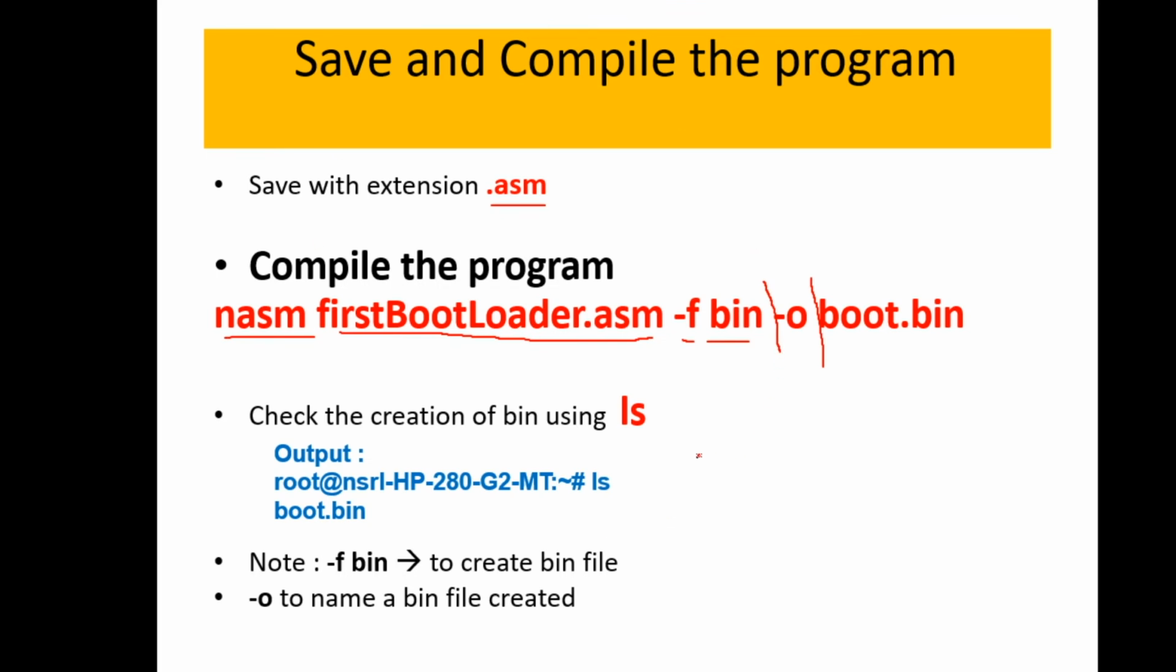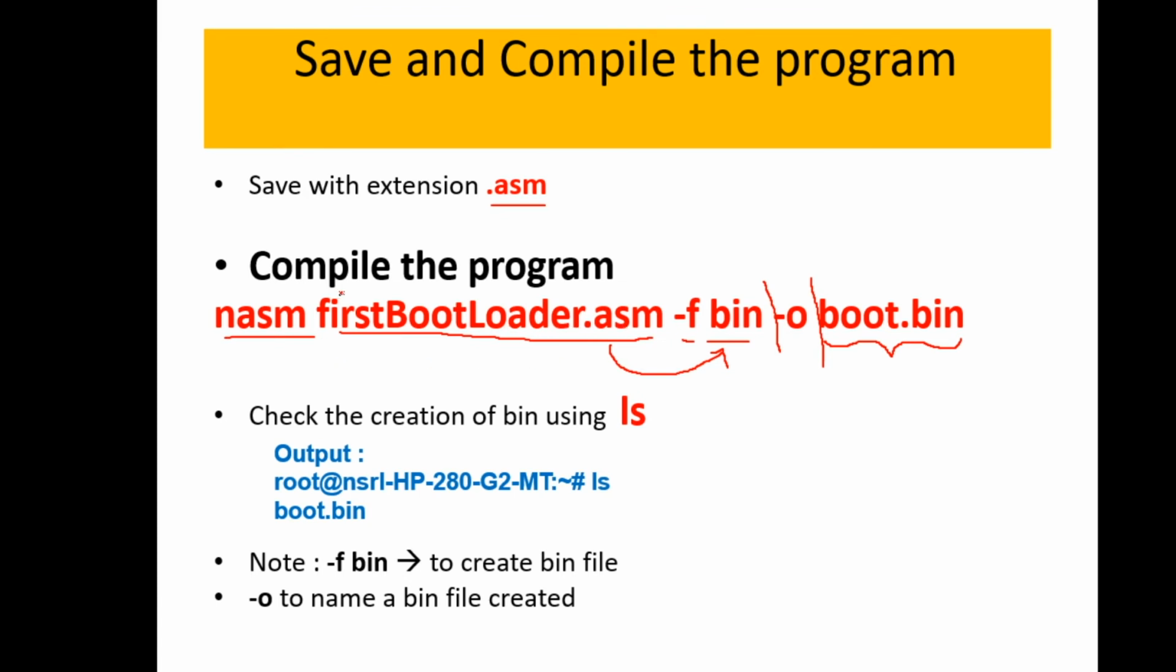-f is used to create a bin file. So first we are converting an assembly file to a binary file. -o name is used to name the bin file created. So we are going to create a bin file named boot.bin. boot.bin is the name of the bin file created for this first bootloader.asm.